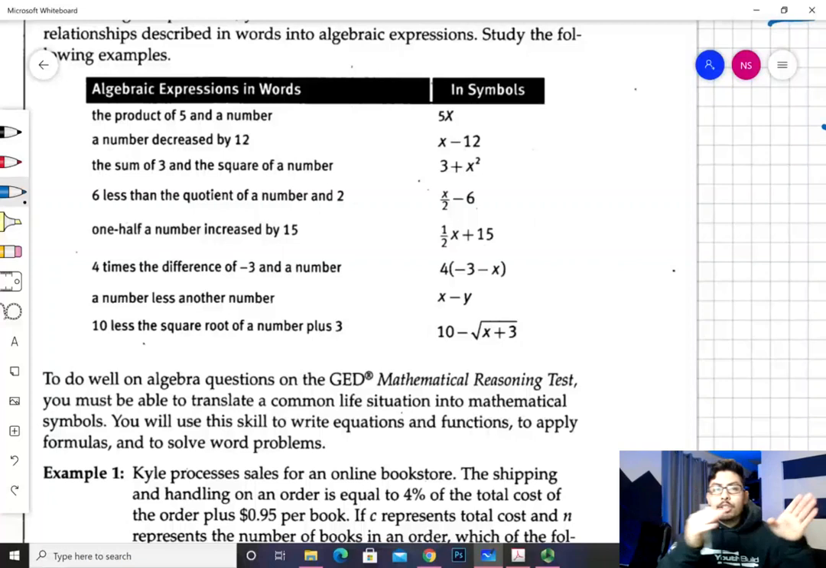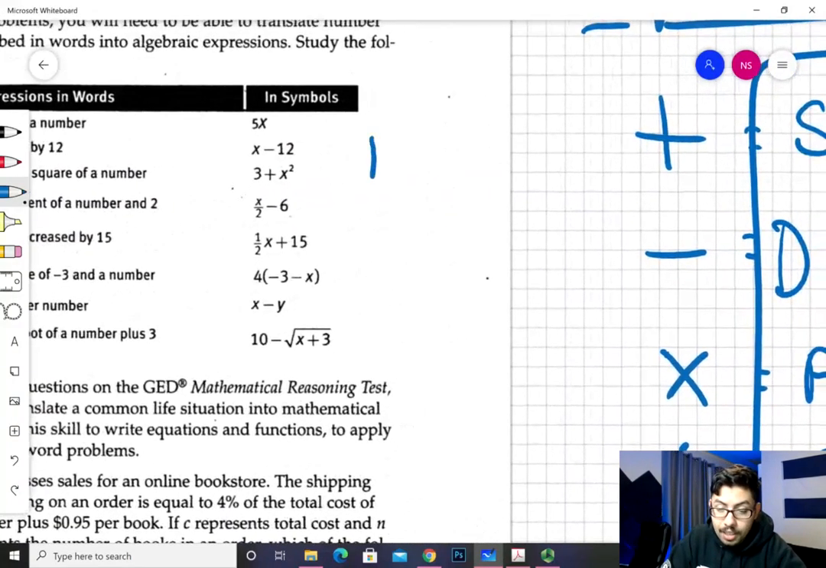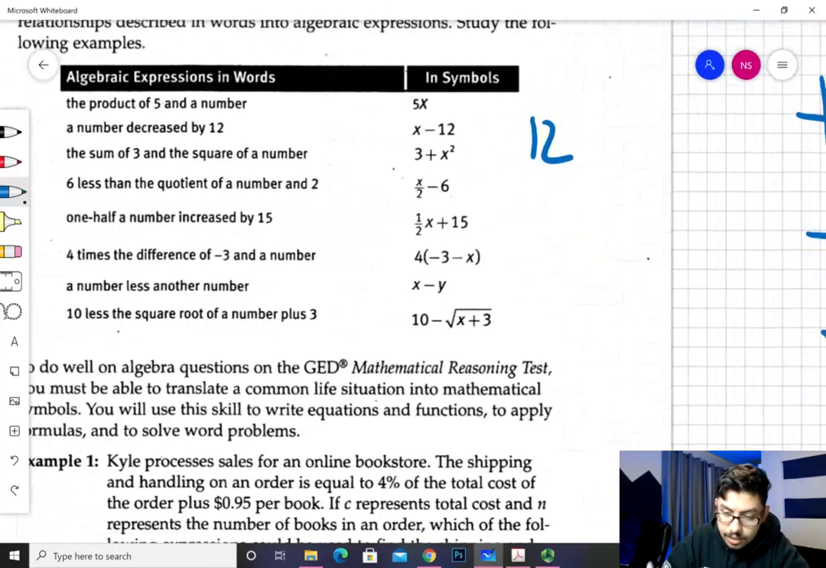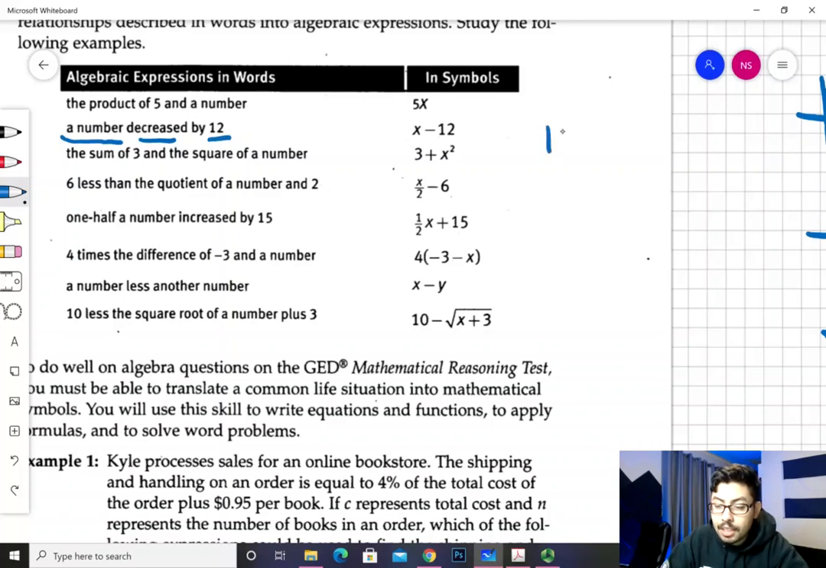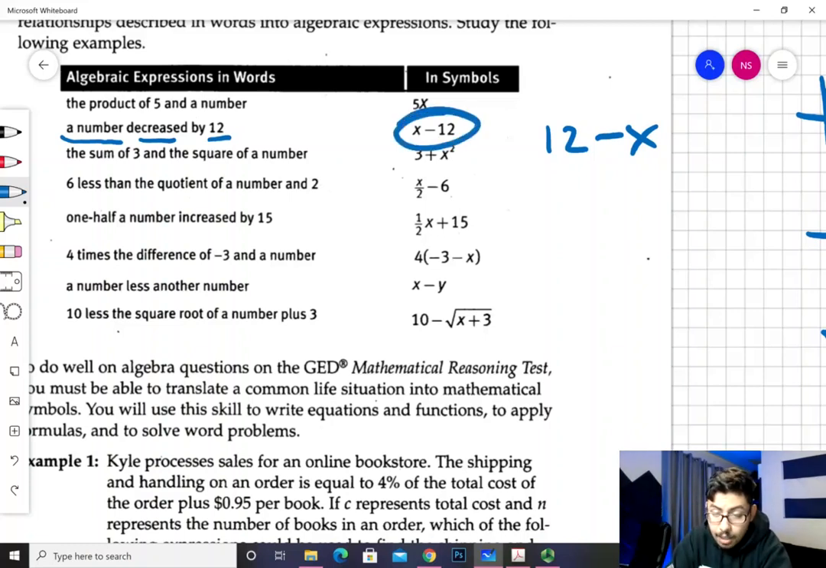A number decreased by 12. The way that looks like is x minus 12. Do not, so this is your other lesson, do not put, let's read it again. A number decreased by 12. You cannot put 12 minus a number. That'll give you something different. It is saying a number decreased by 12. Okay? It means a number decreased by 12. So it's that one there.